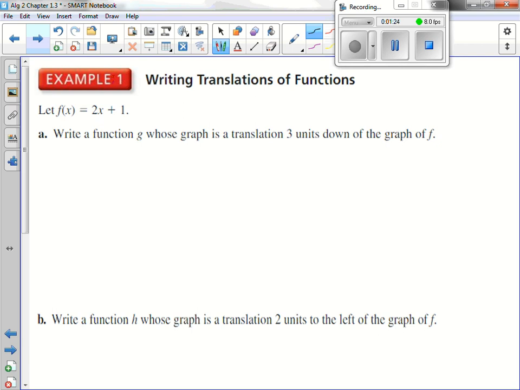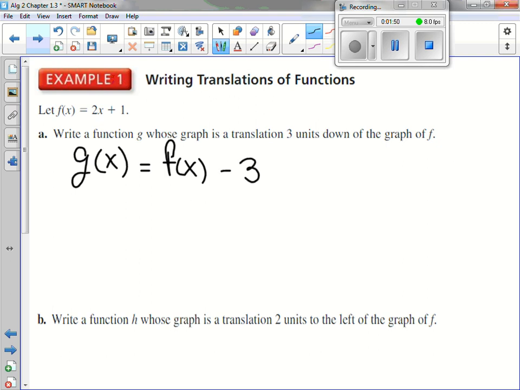So our first example, let f of x equal 2x plus 1. Write a function g whose graph is a 3-unit translation down of f. So I'm going to say g of x, our new function. This is just our new function. And what we're doing is we're taking the function f of x and translating it 3 units down. Now, translation of 3 units up and down is dealing with outside the function. We'd be subtracting on the outside. So we do f of x minus 3.